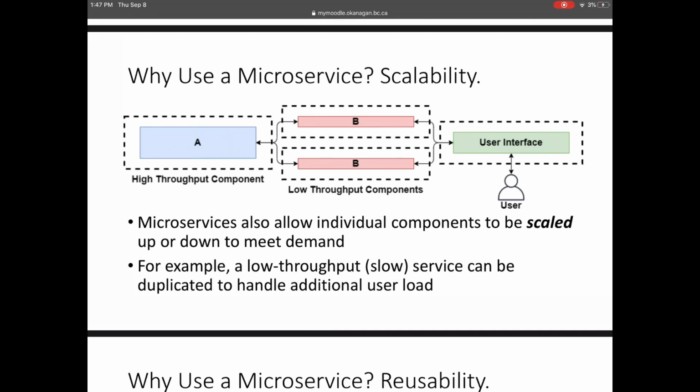So all the other applications still work the way they used to because they were not bottlenecked at that point, and only the point which was creating a problem could now be replaced with some other service.